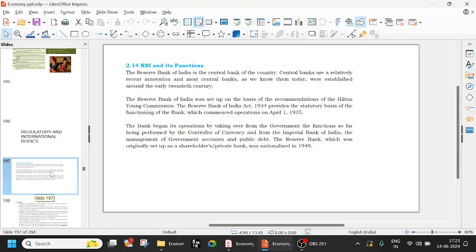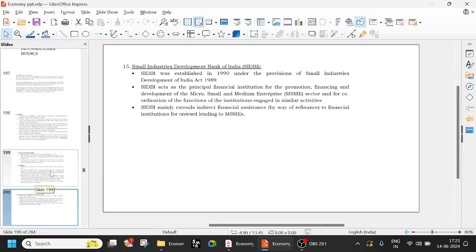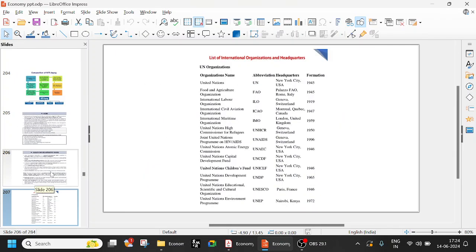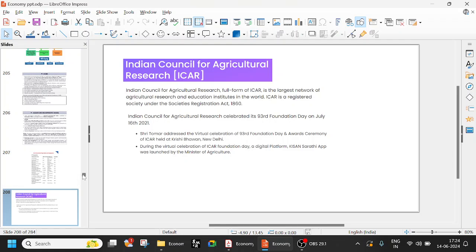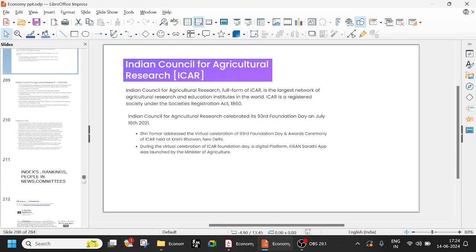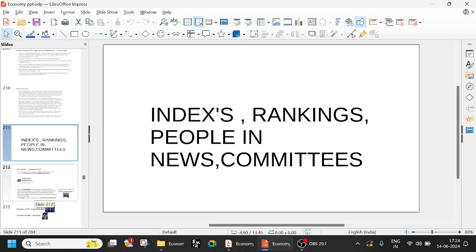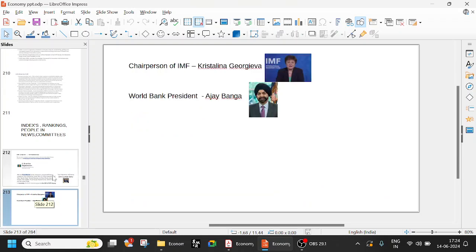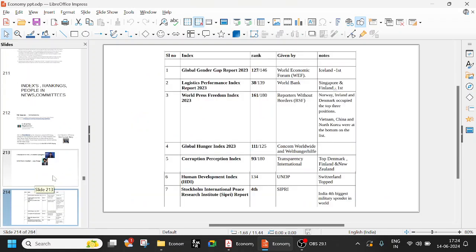Then we have all the regulatory bodies: RBI, NABARD, housing bank, Exim banks, NITI Aayog, SEBI, ADB, all these things. Whatever comes in the questions, and then these are indexes, all these rankings, these one-liners. Who is the governor? Who is the chief economist? Who is the CEO of NITI Aayog? All these things, World Bank. As and when we see a question, I will update that.